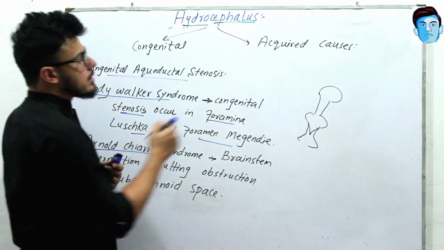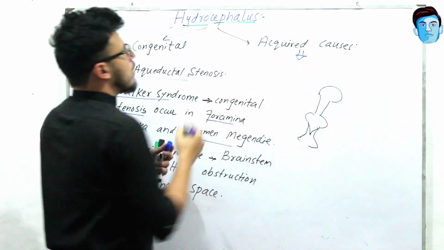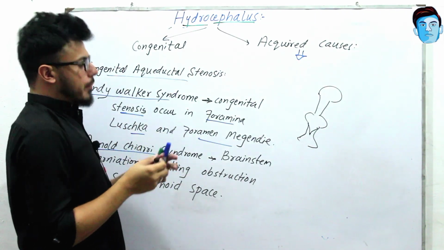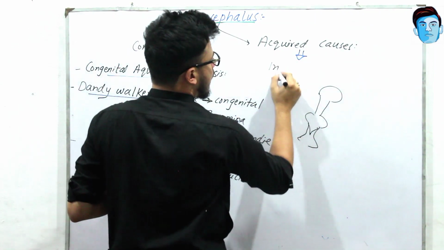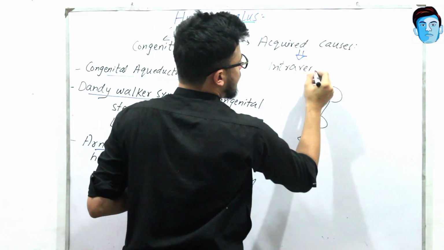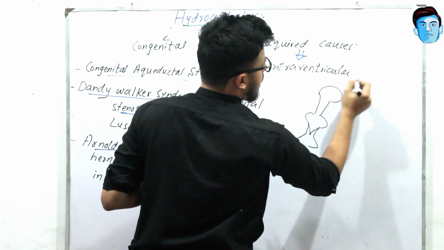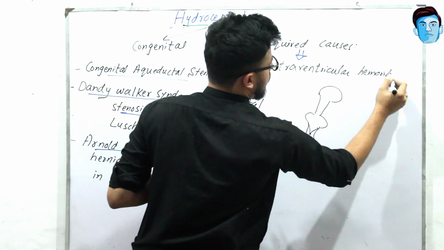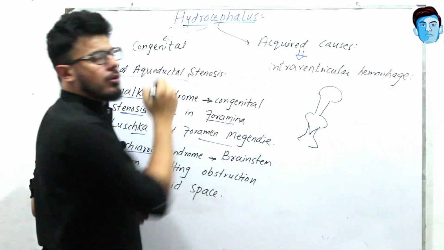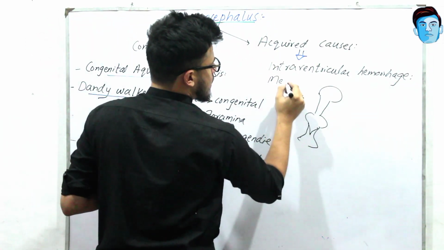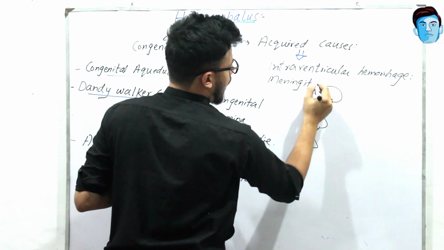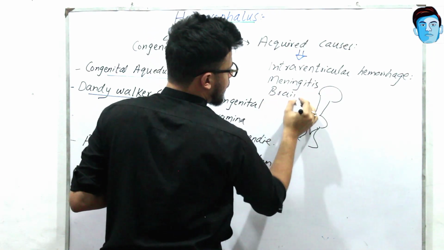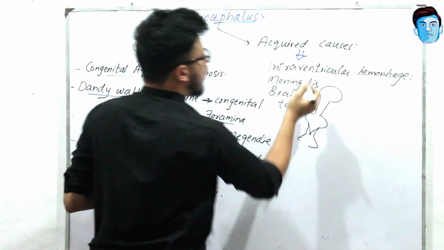Now let's discuss the acquired causes of hydrocephalus. The acquired causes include intraventricular hemorrhage. Intraventricular hemorrhage is the most common cause of acquired hydrocephalus. Also, meningitis and brain tumors lead to acquired hydrocephalus.